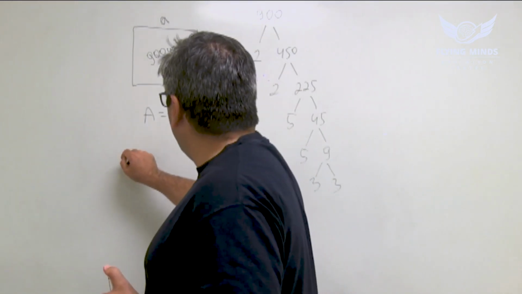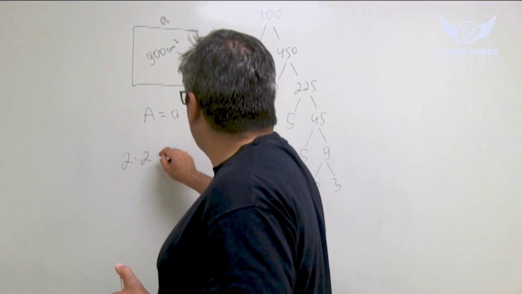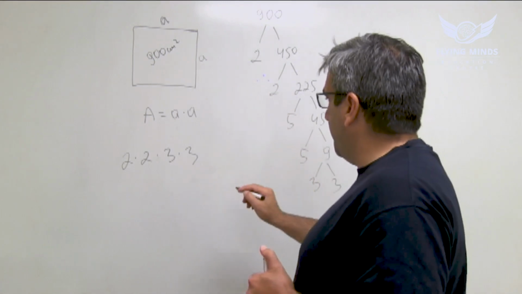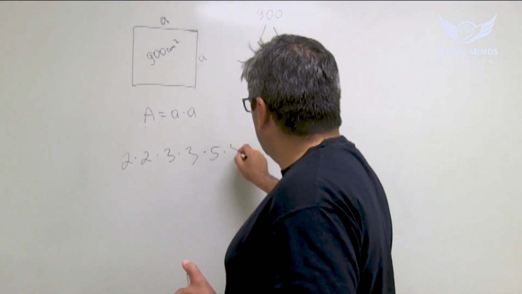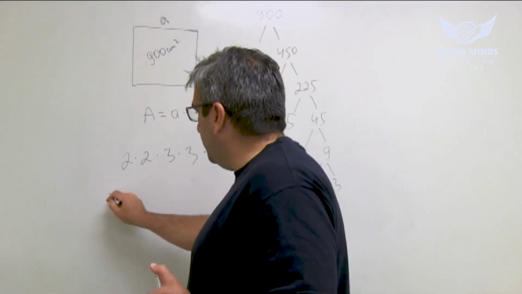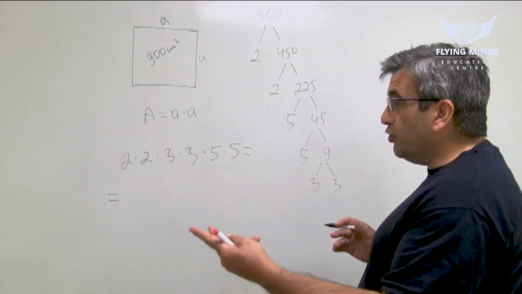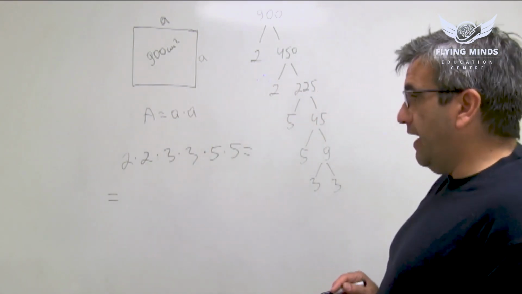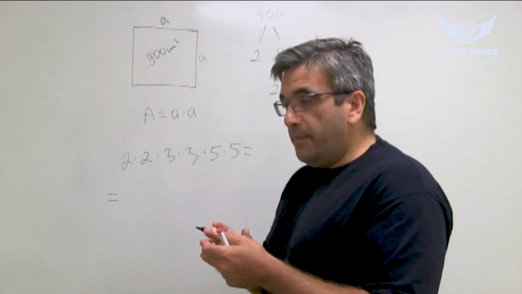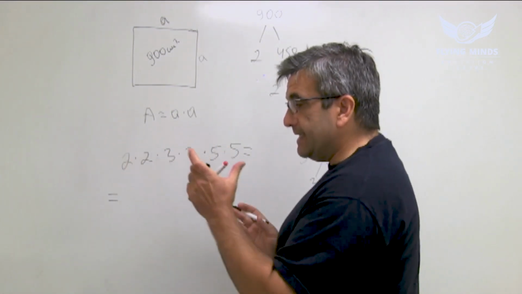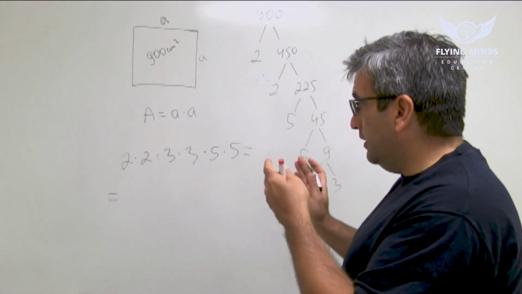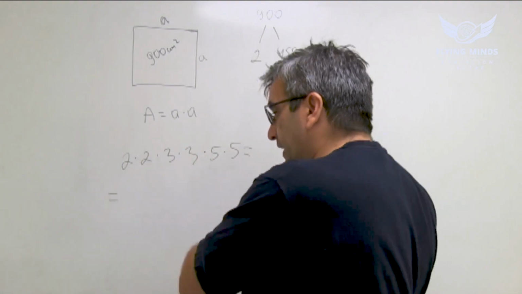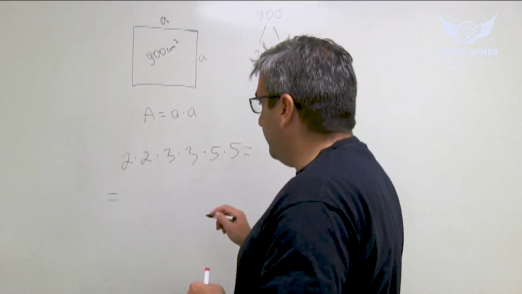So now we list our factors: 2 times 2 times 3 times 3 times 5 times 5. So we have two 2's, two 3's, and two 5's. Now we want to group them in two groups, right? Because we must have two identical factors. In one group we should have factors, and in the second group we must have the same factors.